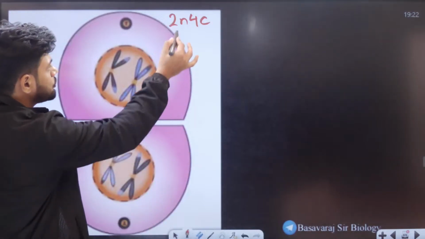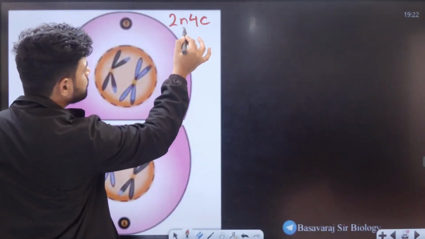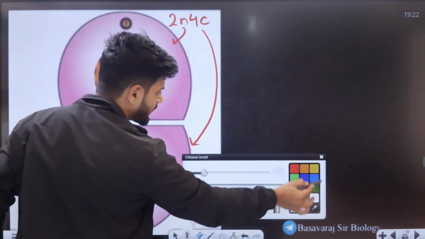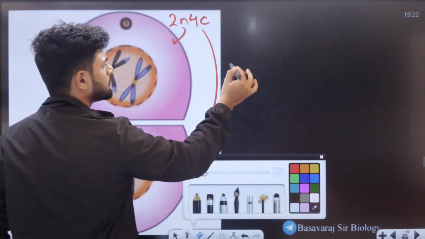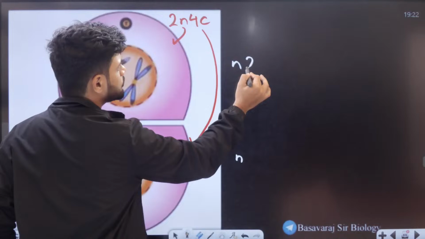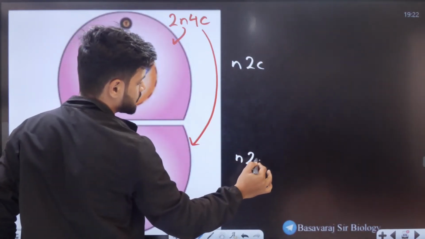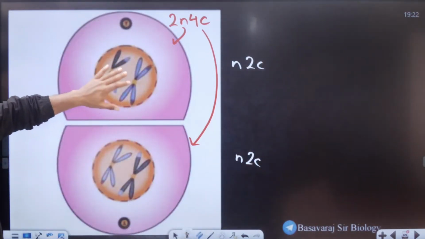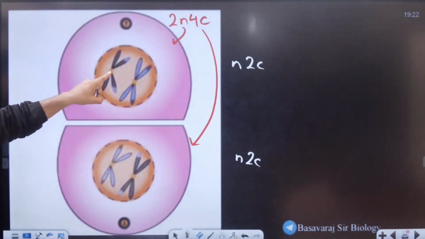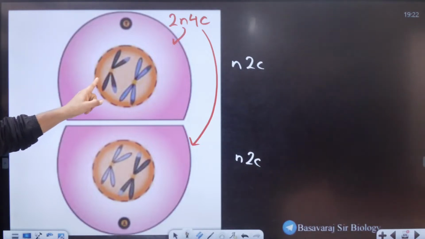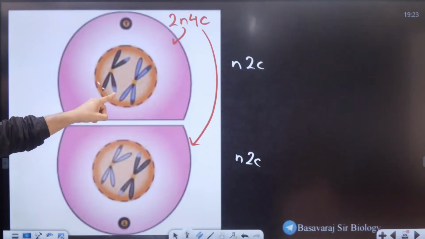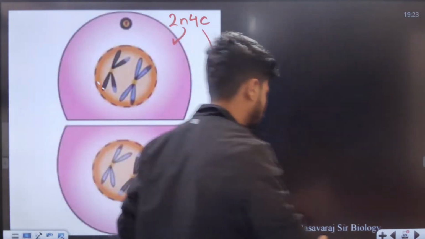Now from this 2n 4C, half will go this side and half will go this side. Yes or no? So can I say half of 2n is what? n. Half of 4C is what? 2C. So n and 2C here. Half, 23 chromosomes this side, 23 chromosomes this side. Every chromosome has 2 chromatids, so 46, 46.